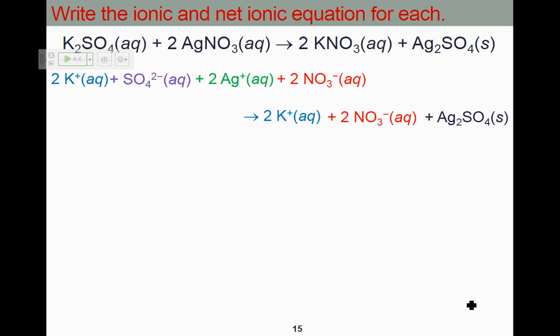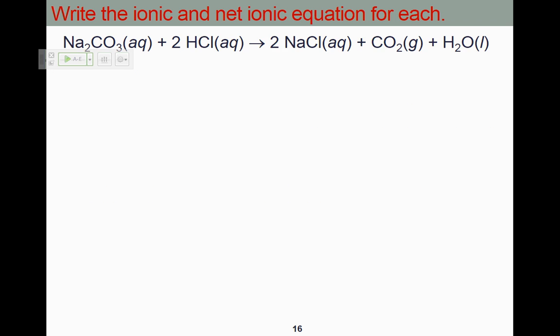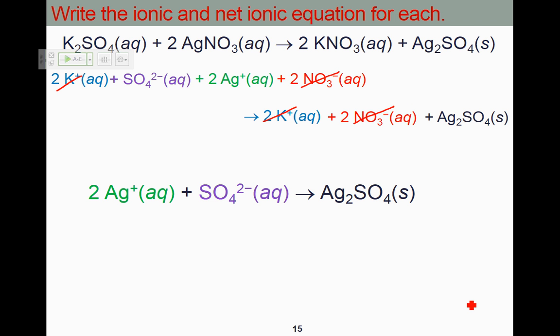Then we're just going to see what's on both sides of our equation, and we're going to cancel that out. I have it color-coded for you to see very clearly: we have our 2 K plus on both sides and our 2 NO3 minus on both sides. Now we don't have our SO4 2 minus ion on both sides because that participated in the reaction. So then to write our net ionic equation, we can just write our 2 Ag plus aqueous, because it's still aqueous, plus our SO4 2 minus aqueous, forms our Ag2SO4 solid.